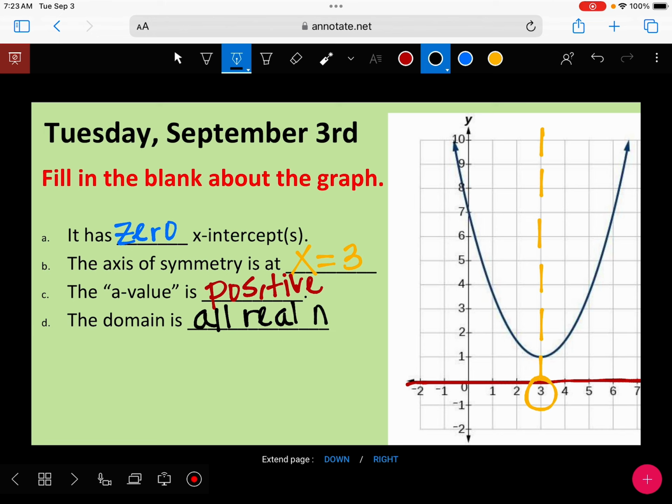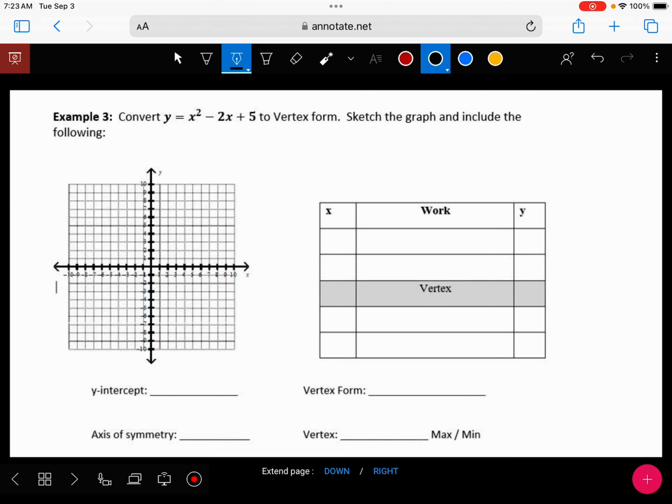All right, go ahead and take out your, I think it was a purple sheet that we started. I can't remember the color. If you are absent, it's over there. Thursday, I guess we started it Thursday. So we're on the back side of that purple paper. We're going to finish practicing how to graph in vertex form.